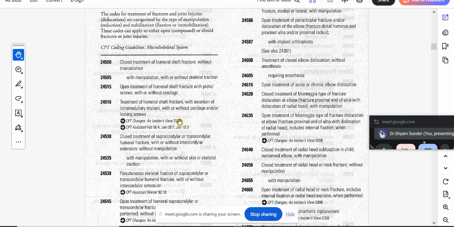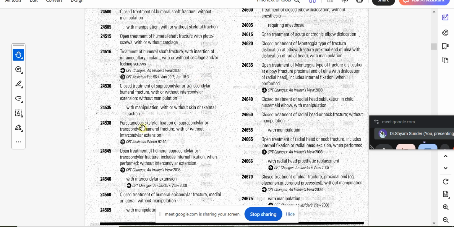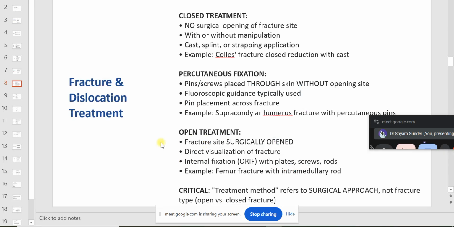The coder should have a bit of knowledge as to how this surgery is done. That means you need to have experience in orthopedics. But for CPC, as long as you're able to match and map the terminology in the operating report with the terminology given in the CPT code, you're good. But you have to work. So this is about fracture dislocation treatment. The same type of treatment applies to joint dislocations also: closed treatment, percutaneous fixation, as well as open treatment of dislocations.